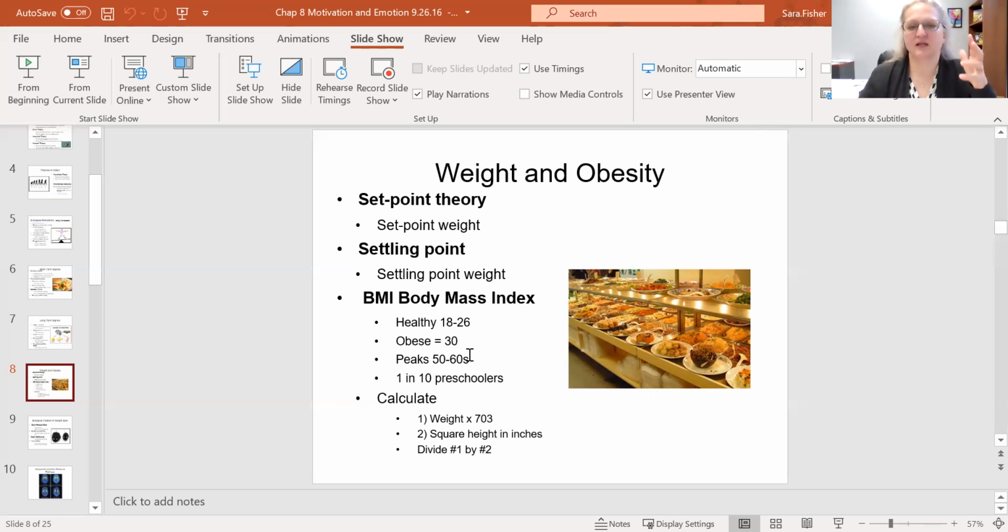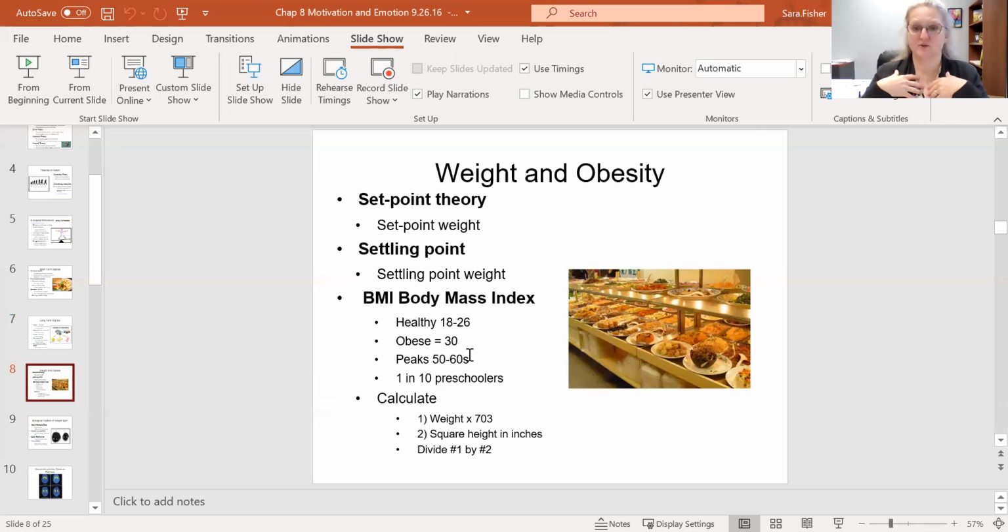Here it is right here. Your body weight peaks in your 5th or 6th decade, in your 50s. And then after your 50s into your 60s, your body weight actually begins to decline, and older people have a harder time keeping weight on.